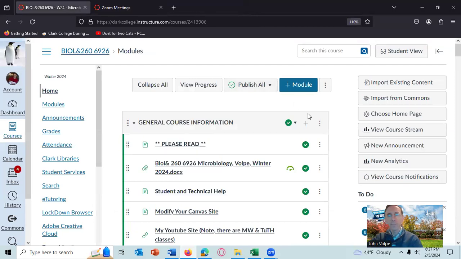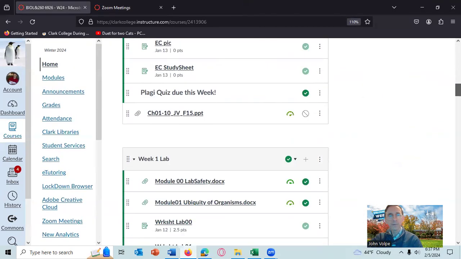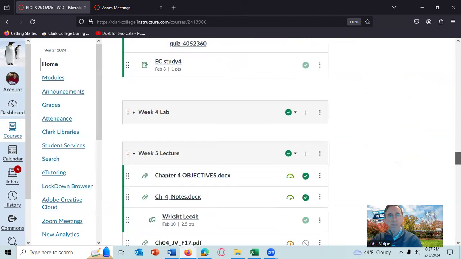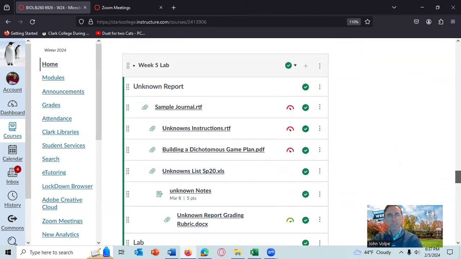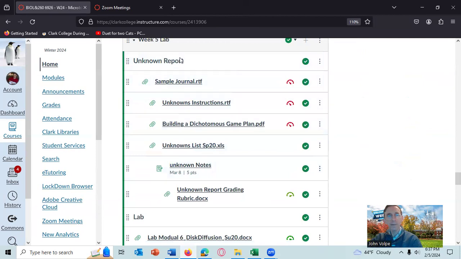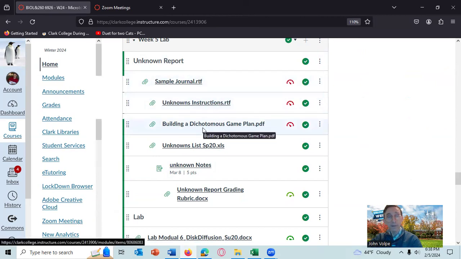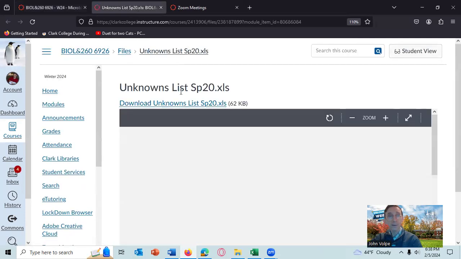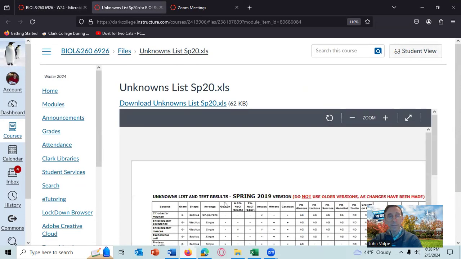So on our Canvas webpage, if you scroll down to about week 5 lab, we have the unknown report. This is a sample journal, what your report will look like. There's the unknown instructions. We're going to talk about that in just a little bit. If you hit this link here, this is the unknown list. And I won't show it here because it's not going to show very well, but I'll show it here.